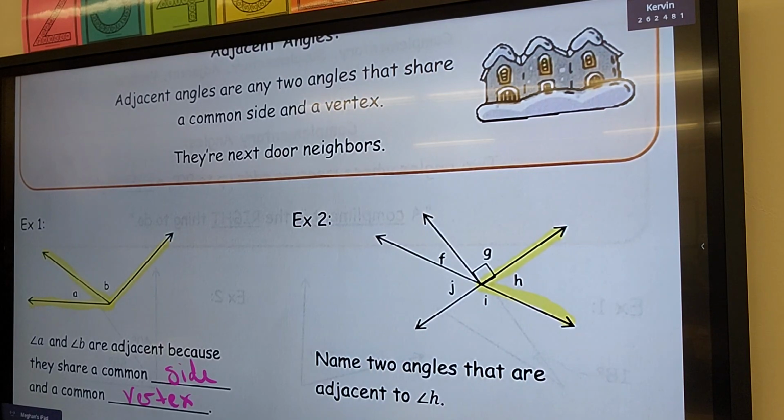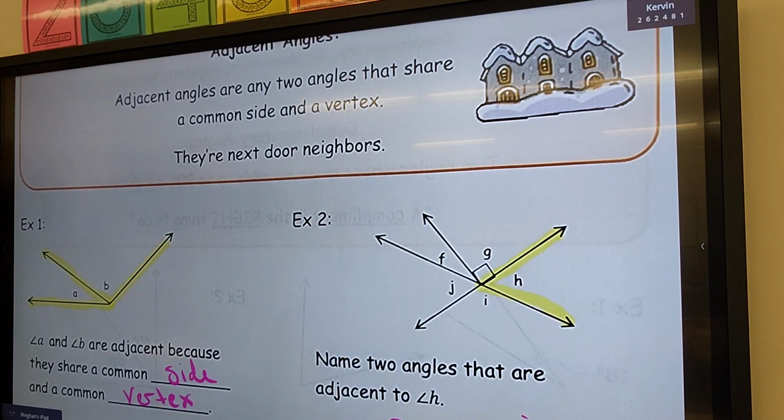They're asking us for a pair of vertical angles, so. My answer key has the wrong answer. So we're going to do G and I. Those are adjacent to angle H. I was looking at the wrong one. I was looking at vertical.